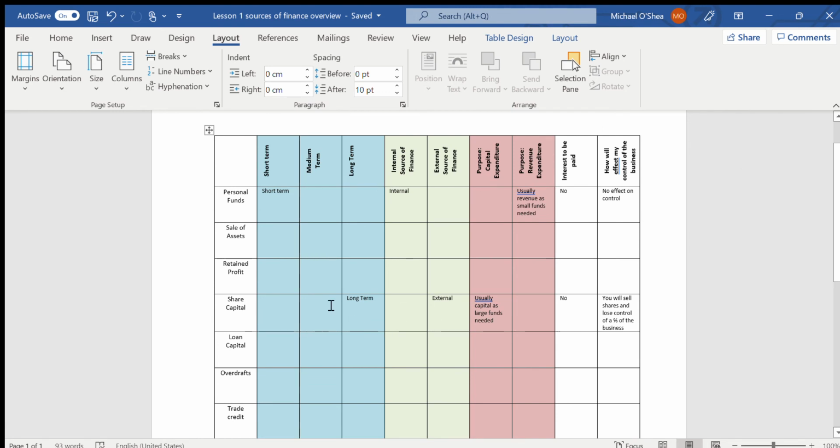I have gone with long term for share capital because usually if you're selling shares you need a large investment and it's because you want to change something, like I want to buy a second building or I want to do something major. So it's usually long term. So I've just left the others blank.